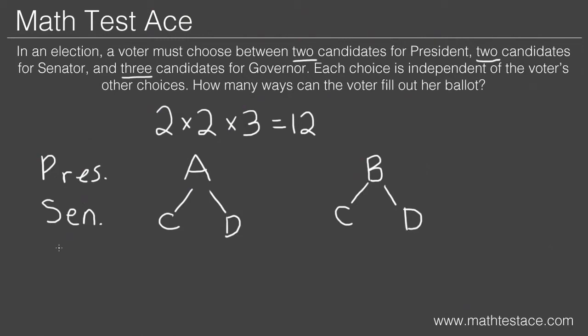So all that's left for her to do is vote for governor. Let's say that there are 3 candidates for governor, E, F, and G. If our voter voted for A and C, then she can vote for E, F, or G. The same thing is true if she voted for A for president and D for senator.